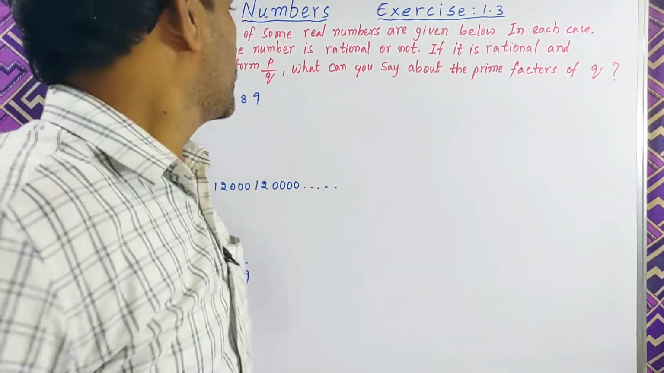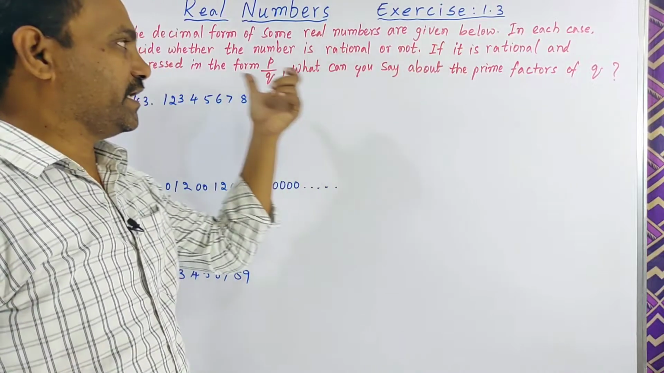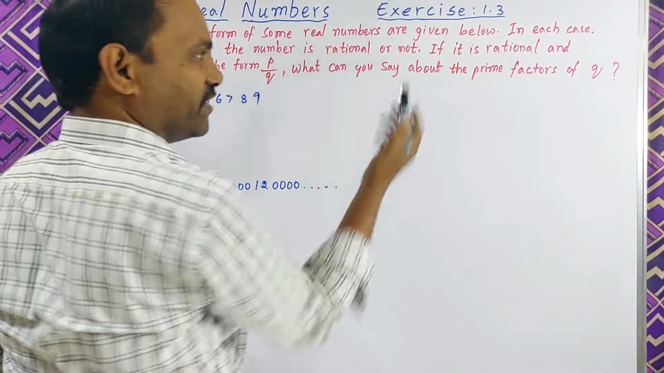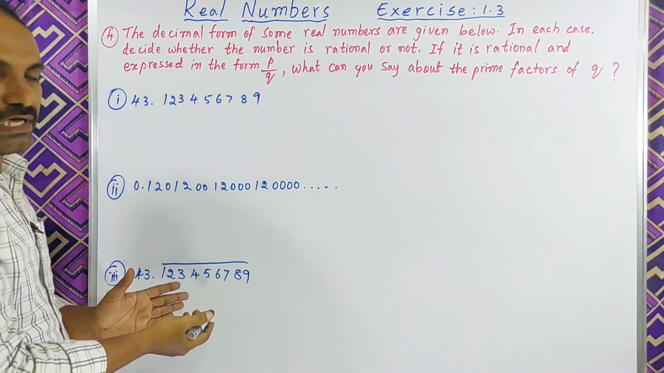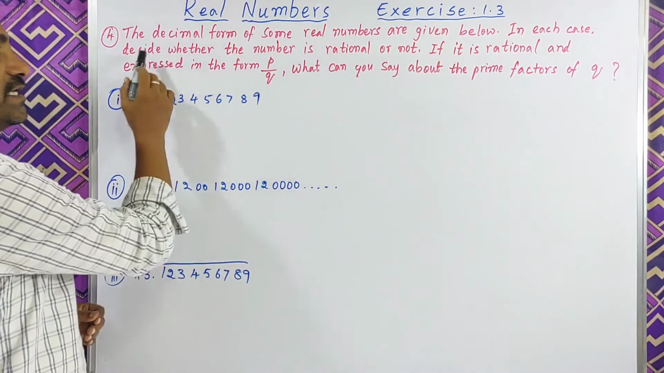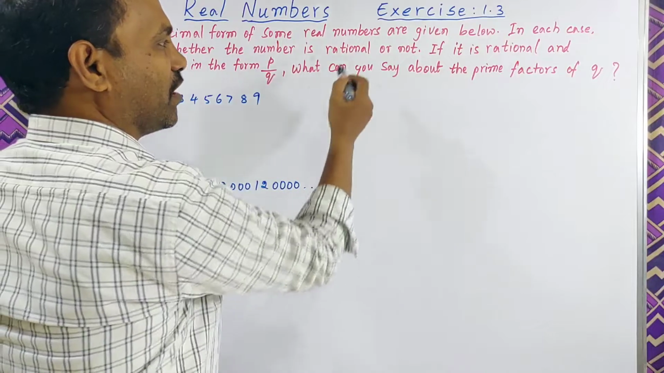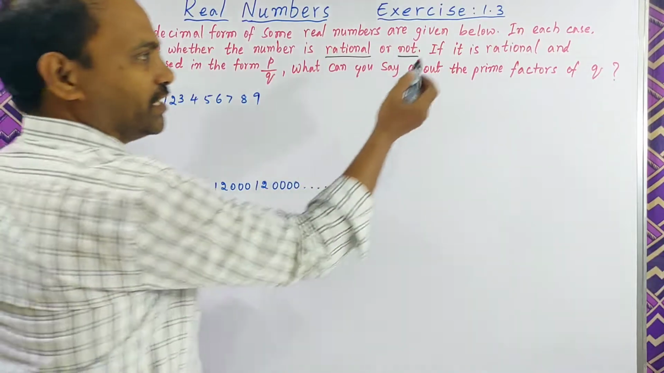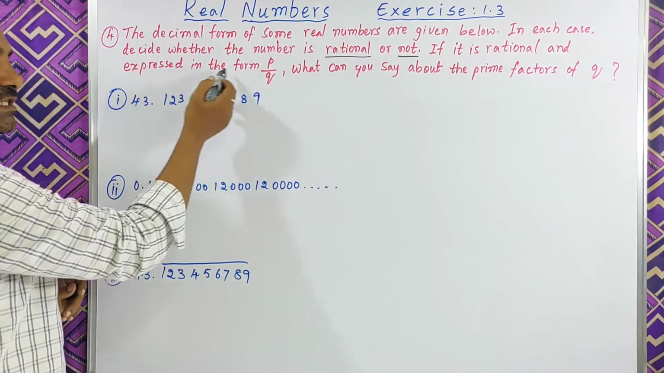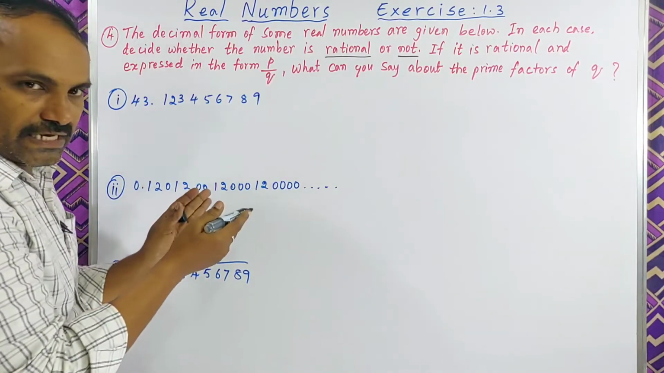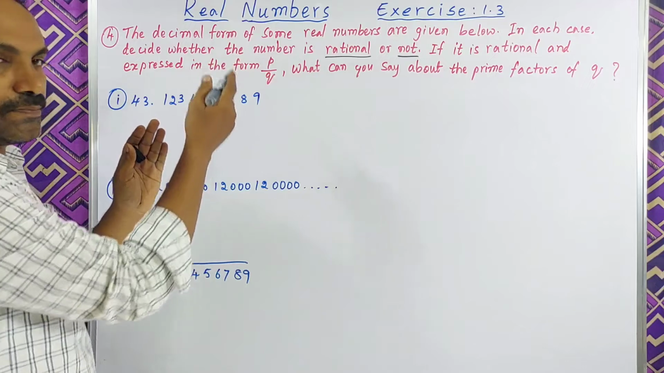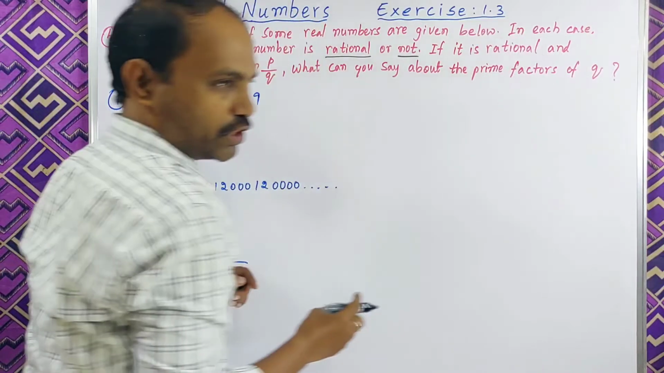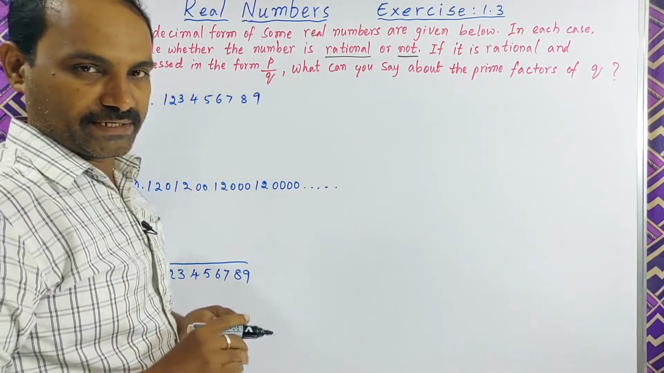Okay, thank you. Hey students, exercise 1.3, the last question, the fourth question. What is given in the question? The decimal forms of some real numbers are given below. Already the decimal expansion is given here, and in each case decide whether the number is rational or not. We can say whether these are rational or irrational numbers. If it is rational and expressed in the form p by q, what can you say about the prime factors of q? What can you say about the denominator?